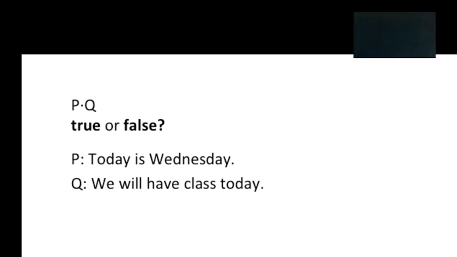I can answer for either P, Q individually whether it's true or false, depending on the situation. If I say today is Wednesday on a Wednesday, it will be true. But if I were to say it on a Tuesday, then it would be false. If I were to say we will have class today on a day in which we actually did have class, it would be true. And if I were to say it on another day, it would be false.